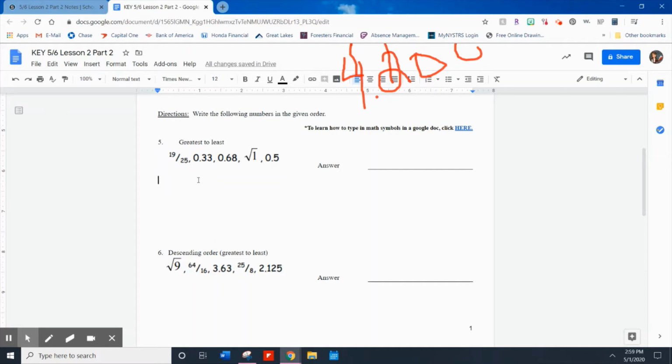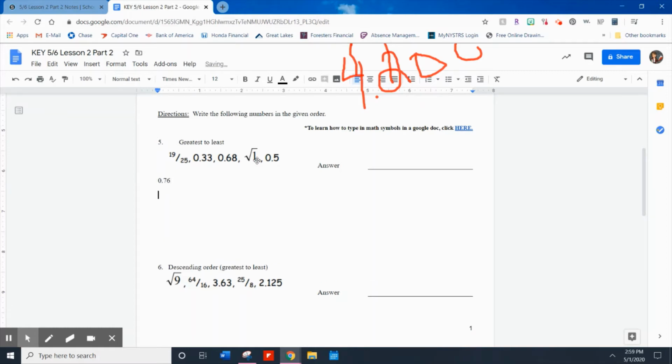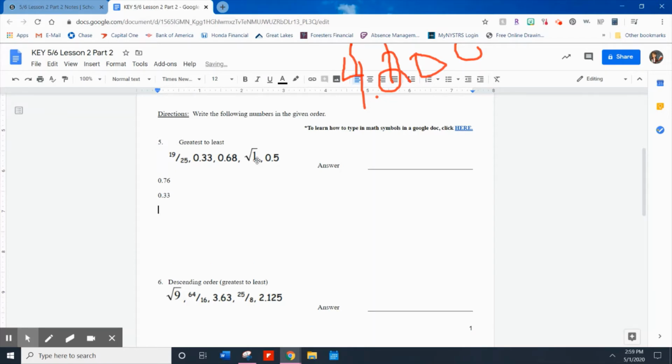So what I suggest is there's a space under here for you to show your work, which we're really going to want to because I see a fraction, a decimal, and a square root. So let's get those all into the same form. Let's type in 19 divided by 25. That's the first number. And we've got 0.76. Next one is already a decimal, 0.33. Next one, already a decimal, 0.68. Square root of 1, type that into your calculator if you're not sure what that is.